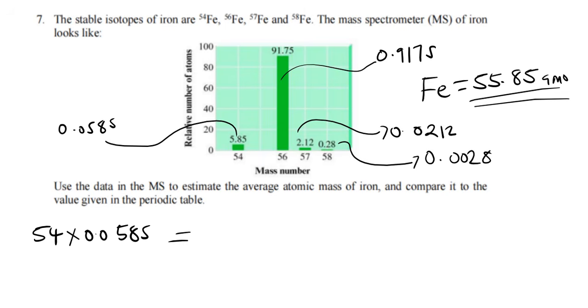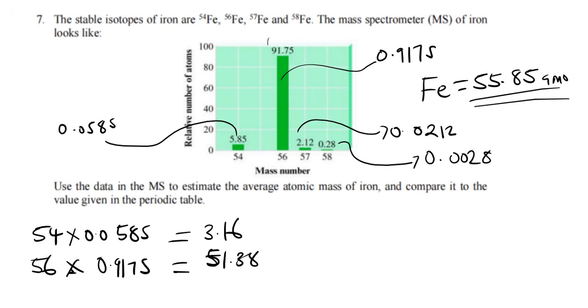Okay, what does this one give us? It gives us 3.16. Then we come to 56, the one that has a mass of 56. Its percentage abundance was 91 something, so in this case we multiply 56 by 0.9175. For this one I'm getting 51.38.